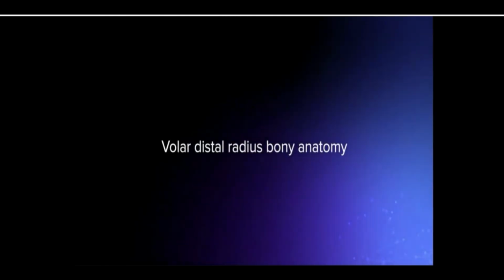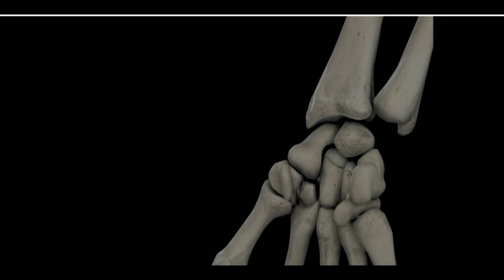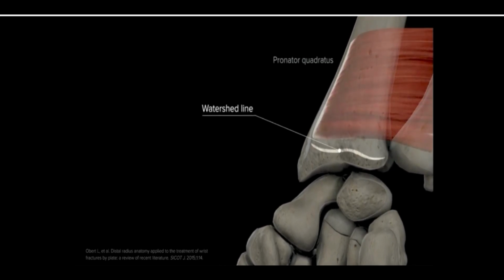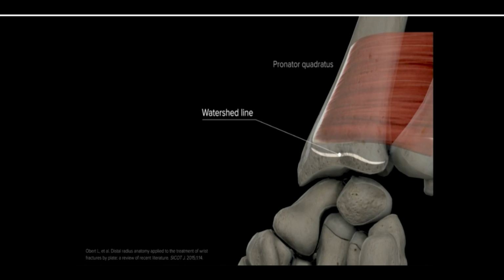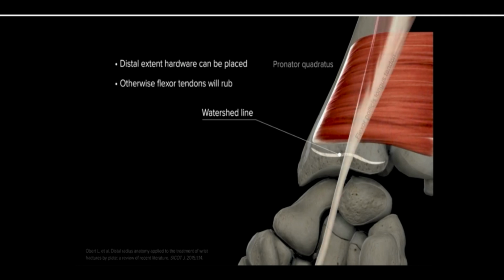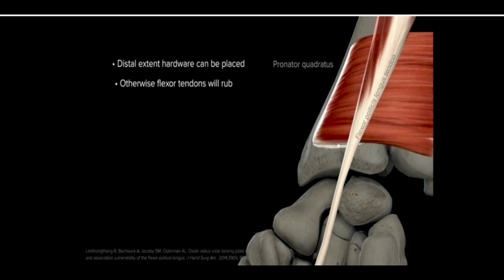Let's look at the anatomy of the volar side of the wrist. Understanding this topography is key for proper volar plating of the distal radius, the most common type of fixation. Here is the radial styloid, then the watershed line, which marks the distal footprint of insertion of the pronator quadratus muscle. Of relevance, this anatomic landmark helps determine the most distal extent that hardware can be placed. Any further distal to this watershed line, and the hardware will rub on the flexor pollicis longus tendon and can cause attritional rupture over time.